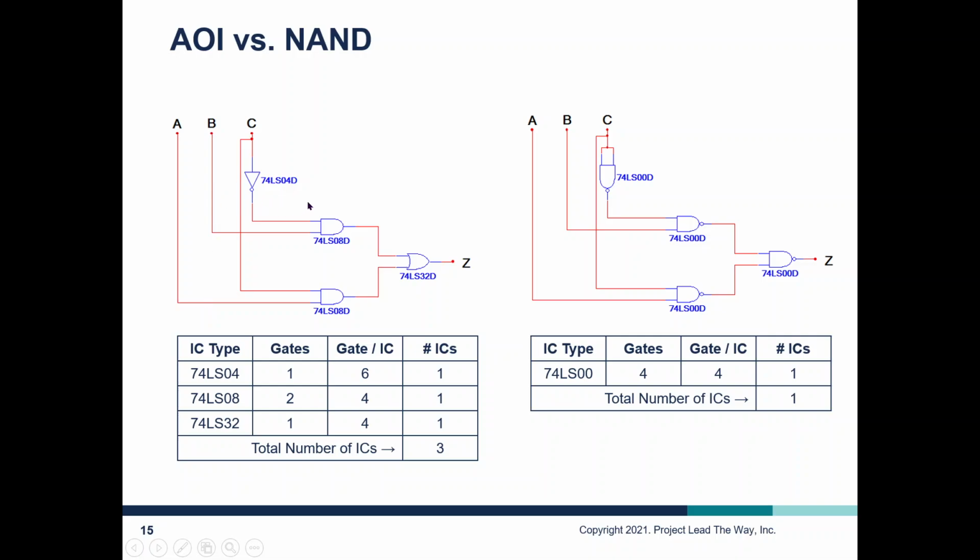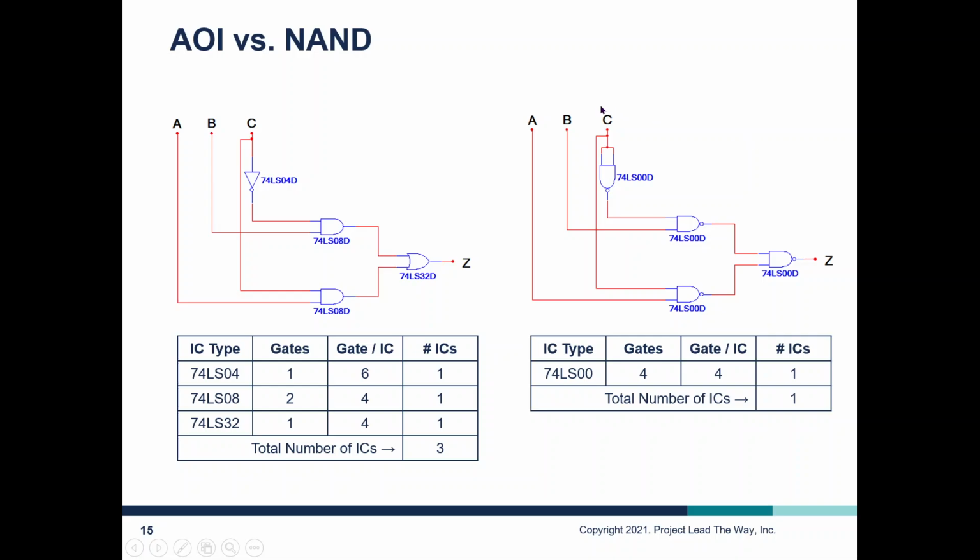And we had one OR gate, inverter gate here, the 74. We had 1 gate. The IC chip actually has 6 gates on it, but we only used 1 of them. Here on the 008, this is an AND gate. On the chip, there's 4 gates, but we only used 2 of them. And here on the OR gate, again, the chip has 4 on it, but we only used 1 of the gates. So we used a total of 3 IC chips.